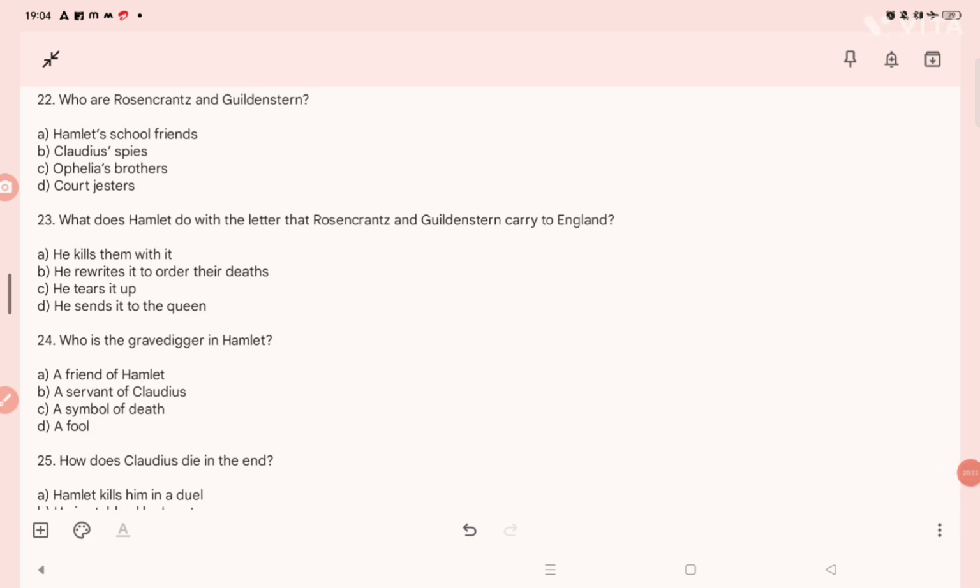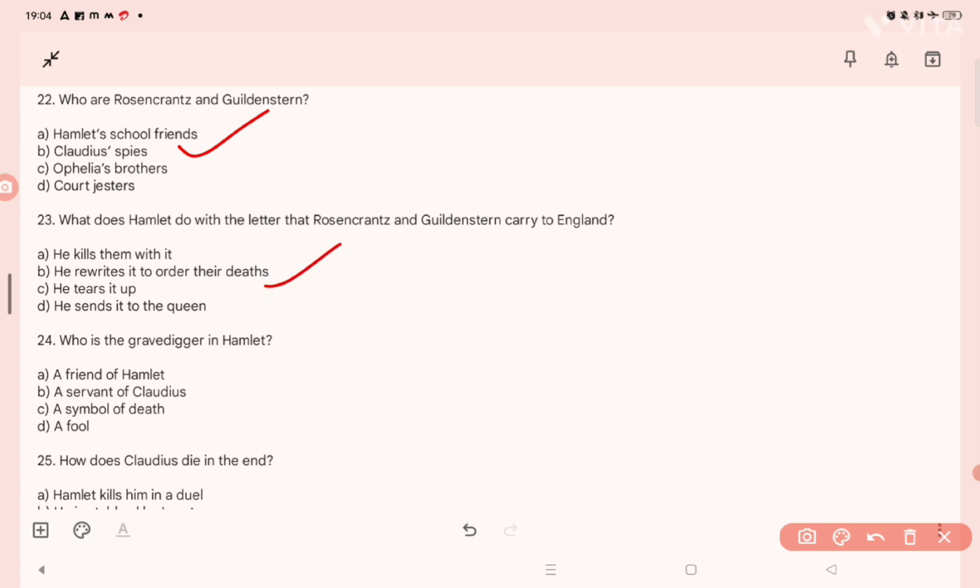Who are Rosencrantz and Guildenstern? Hamlet's school friends, Ophelia's brothers, court jesters, Claudius' spies. Option B. Claudius' spies. What does Hamlet do with the letter that Rosencrantz and Guildenstern carry to England? Option B. He rewrites it to order their deaths.